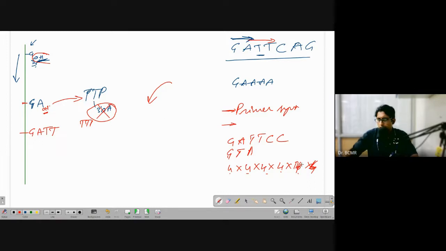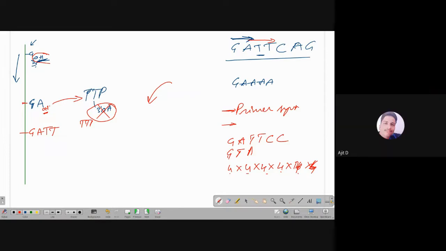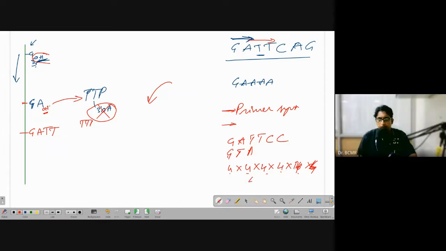Yes, anybody? Can you calculate? You might have a calculator around. 4096. 4 to the power 6 is 4096. So probably we need to have somewhere around 4096 combinations of hexamers.